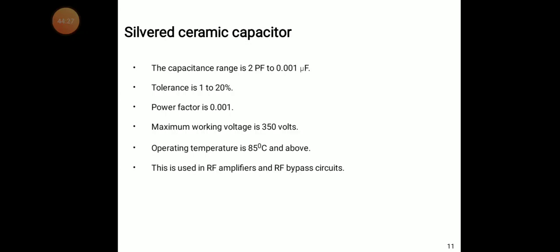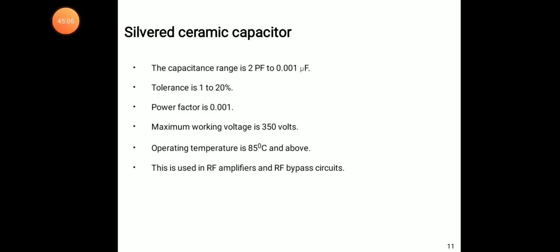The capacitor acts as a passing element depending on the frequency. So this is another type of capacitor, the silvered ceramic capacitor. The capacitance range is 2 picofarad to 0.001 microfarad and the maximum working voltage is 350 volts. It is generally used in RF amplifiers and RF bypass circuits. So these are some of the ceramic capacitors.